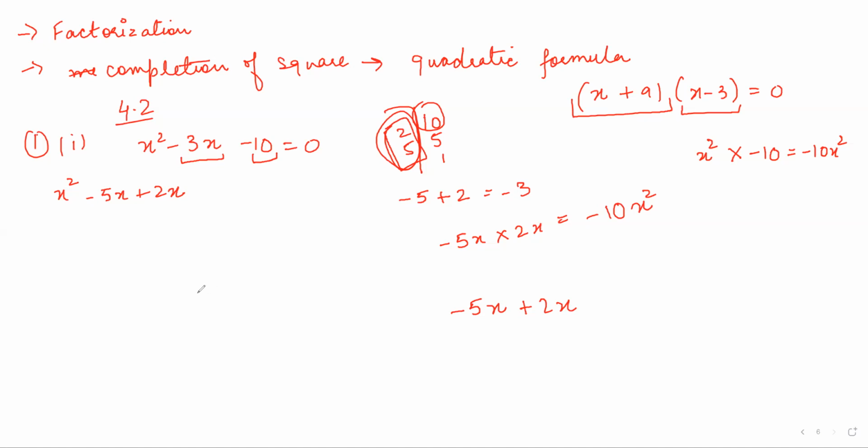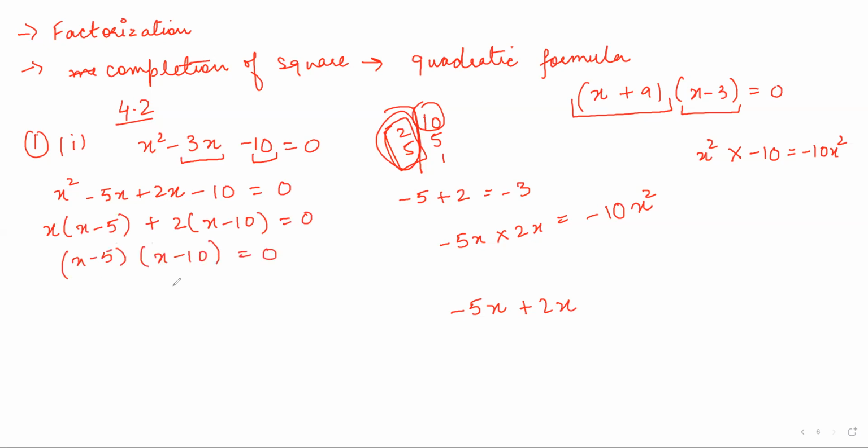No confusion, ma'am. Okay. So I'm taking it x square minus 5x plus 2x and then minus 10 is equal to 0. Now from the first two terms, I can take x common. So x into x minus 5, plus I can take 2 common, so 2 into x minus 5 is equal to 0. So x minus 5 and x plus 2 is equal to 0. And the same thing again, Rida, now please note. So x minus 5 is equal to 0 and x plus 2 is equal to 0. So ultimately I'm breaking my quadratic equation into two linear equations. Got it?